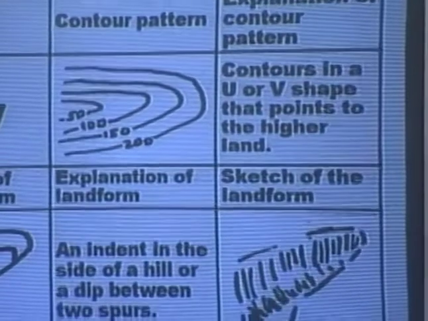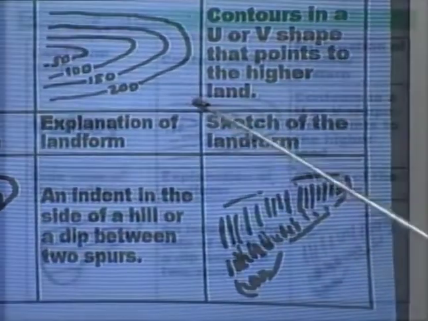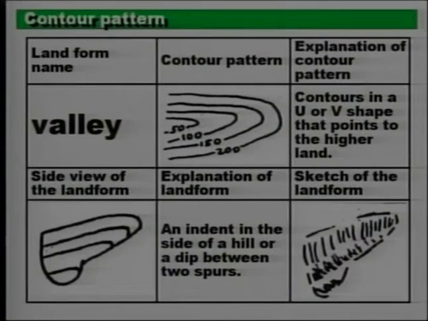If we're looking at the side view of this particular landform, that of a valley, a sketch would show us a hollow section there, the bottom part here. The explanation of that landform tells us that it is an indent in the side of a hill or a dip between two spurs. A valley is simply an indent in the side of a hill or a dip between two spurs. A sketch and side view of this particular pattern will look something like what is being constructed on our monitor or what you have constructed in your exercise book.